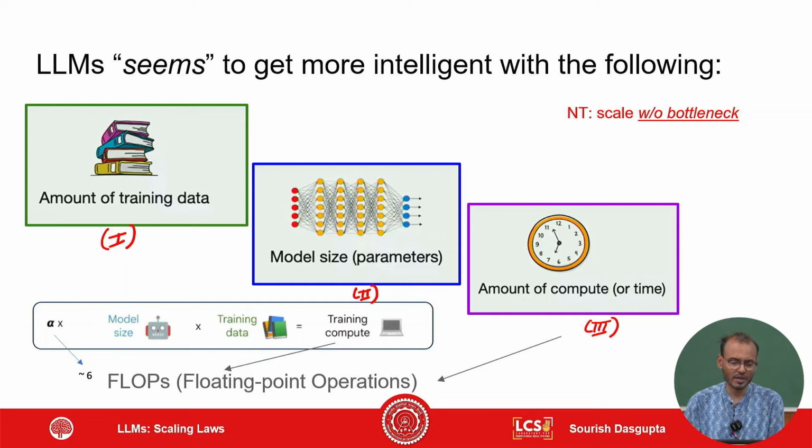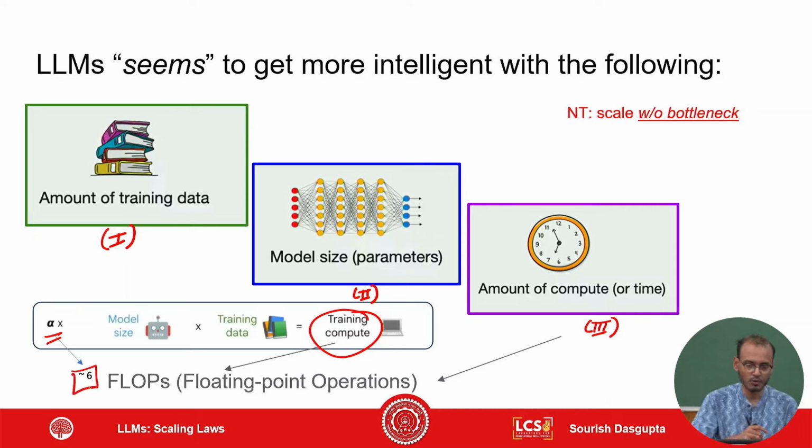And what exactly is a flop? So training compute can be measured in terms of flop, which is basically some constant alpha, in terms of the number of basic operations that you would do for matrix multiplication and addition. It turns out that both the forward pass and the backward pass would mean roughly six such operations or flops, multiplied by the model size, multiplied by the training data, which would come down to the overall total flop. So that's how they are related in a flop sense.